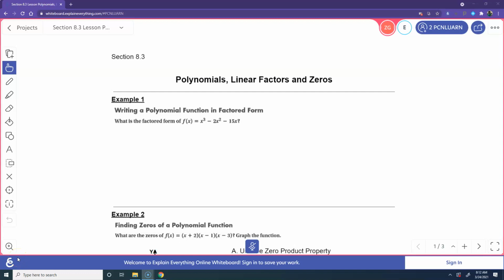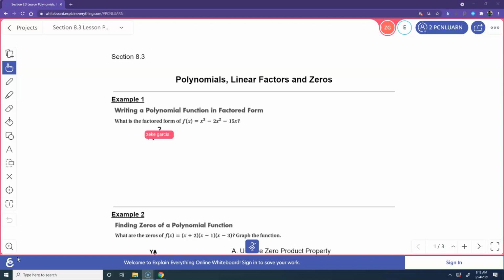Today's lesson is section 8.3, polynomials, linear factors, and zeros. For example 1, it says, what is the factored form of f of x equals x cubed minus 2x squared minus 15x? What you have to do is find the greatest common factor, what they have in common. In this case, it will be x. So let me write this out.